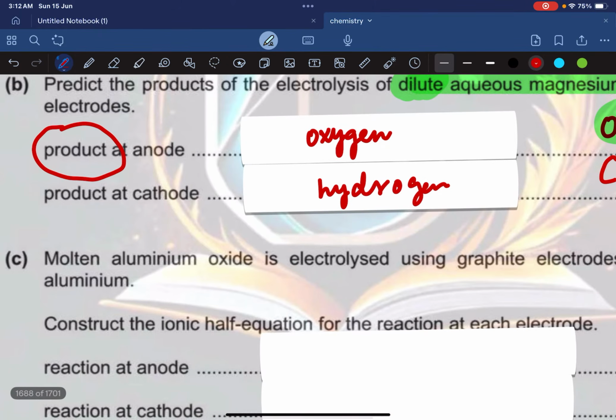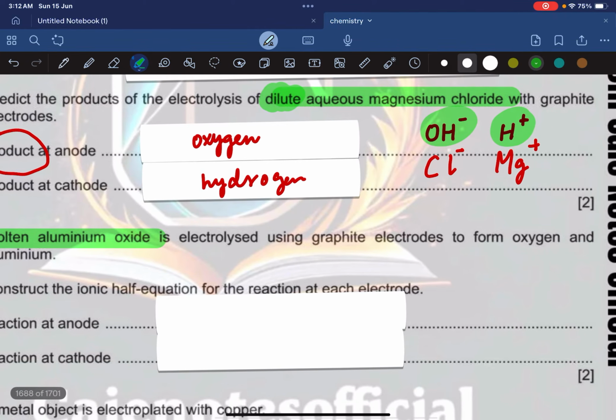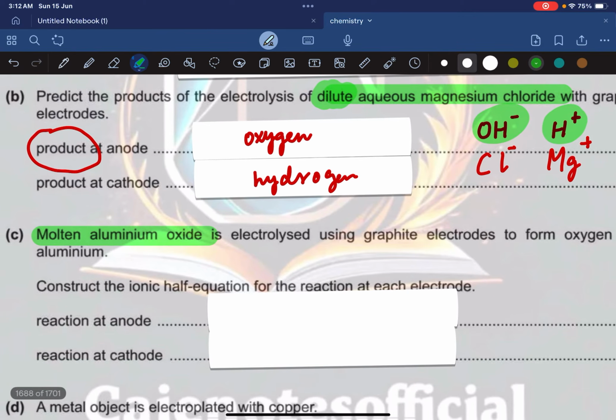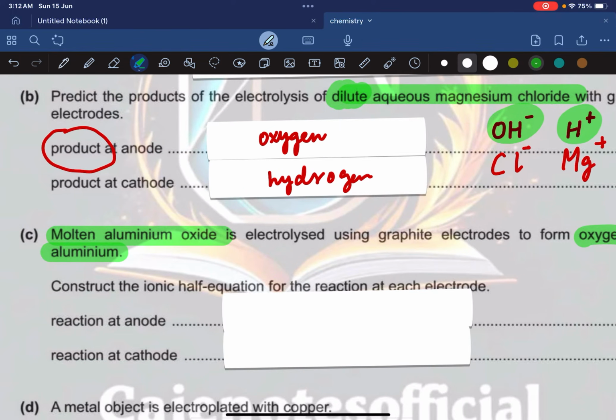Okay, molten aluminum oxide is electrolyzed. It's molten. There's no cryolite in it, nothing. They've told you that it's just molten. It's electrolyzed using graphite electrodes to form oxygen and aluminum. They've told you the products, that you're forming oxygen and aluminum. Construct the ionic half equation for the reaction at each electrode.